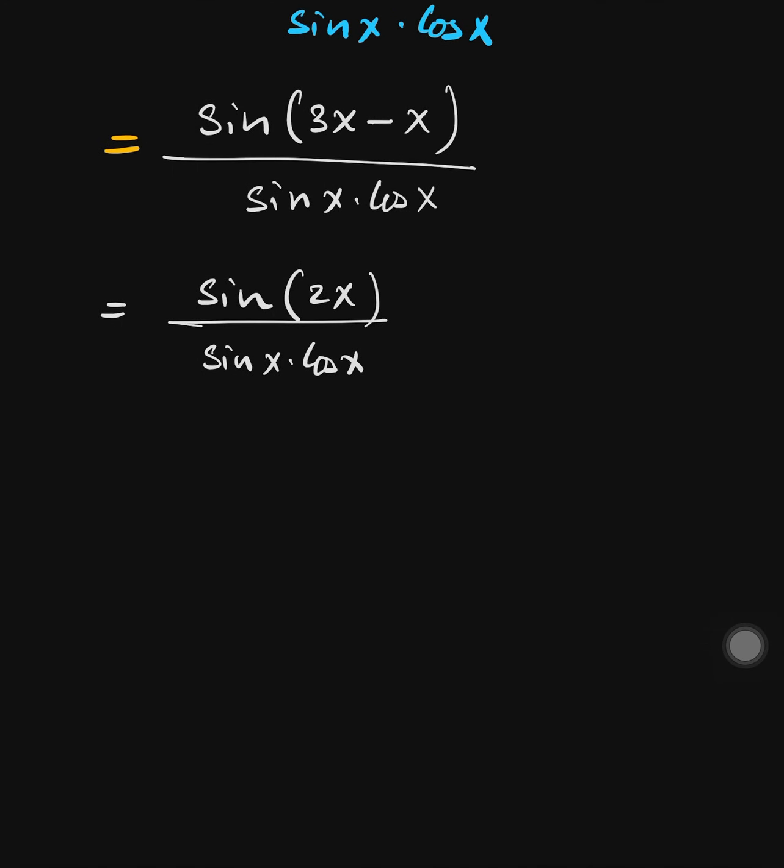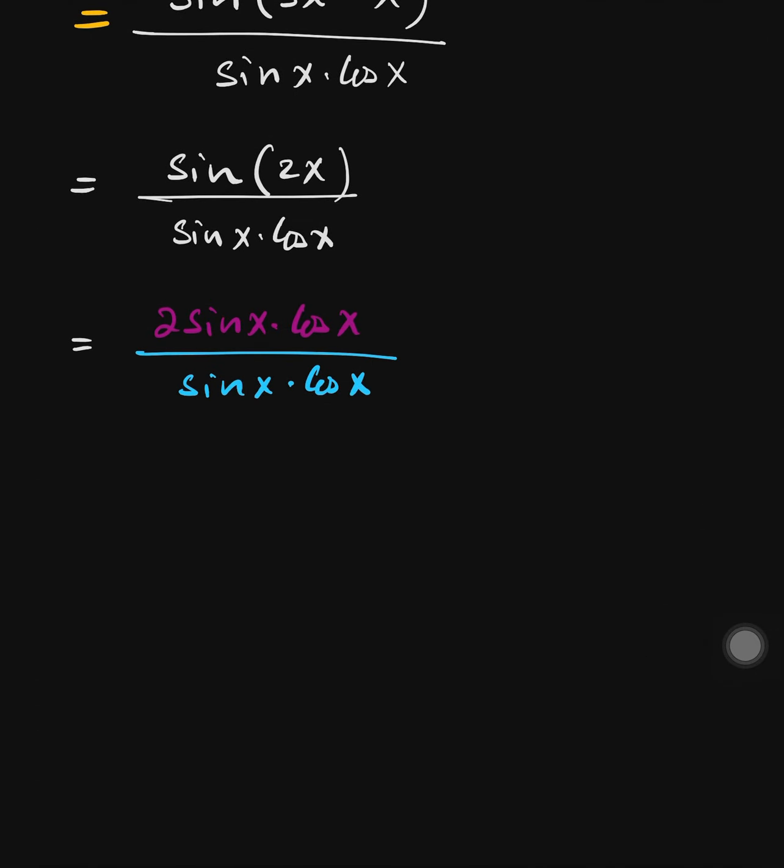And then I'm going to apply the double angle identity of sine to the numerator, which gives us 2 sine of x times cos of x divided by sine of x times cos of x. And then you can simplify it for yourself.